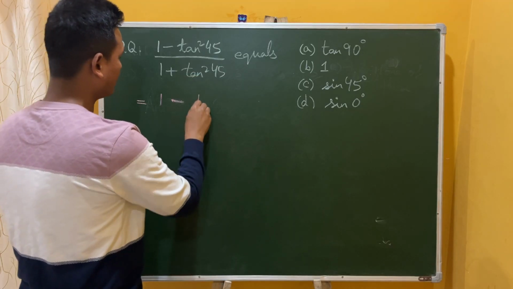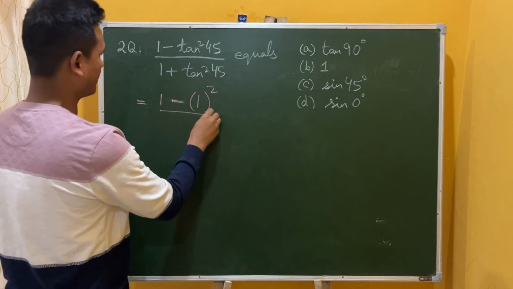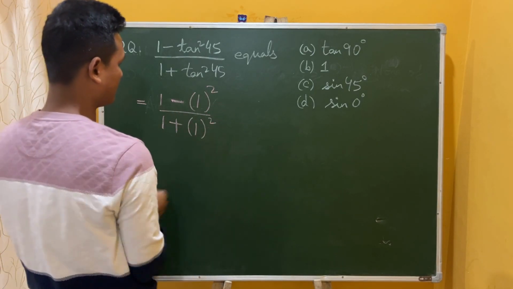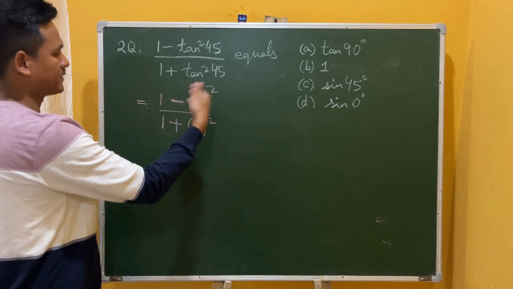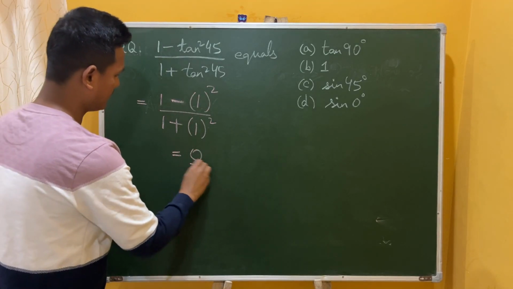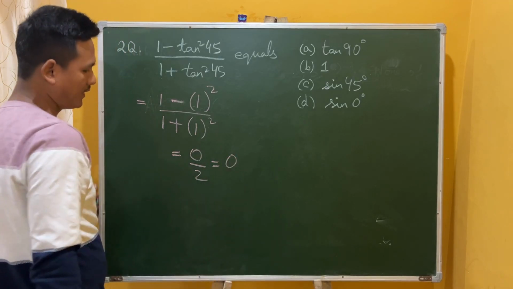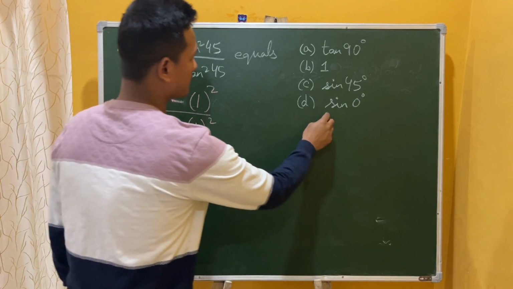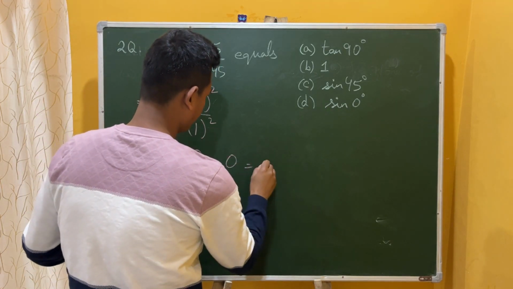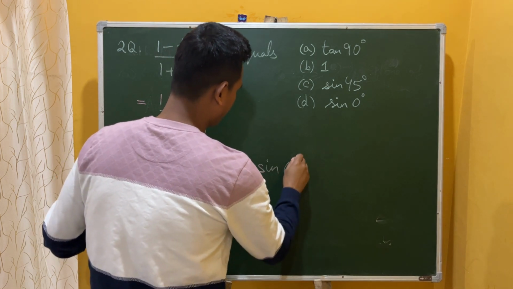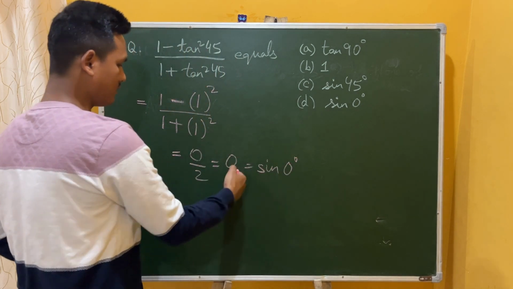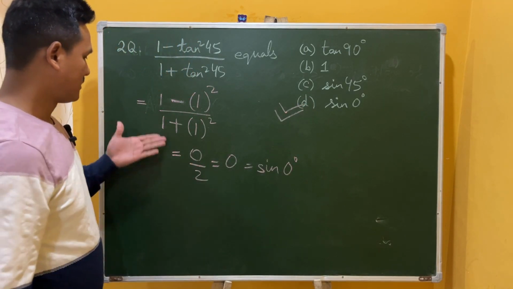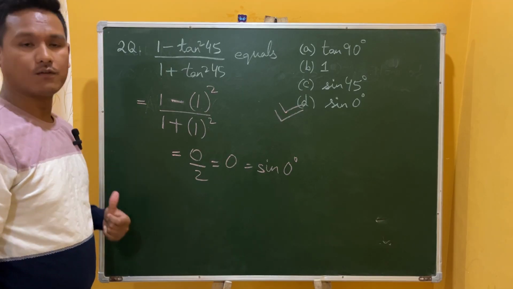So tan 45 is 1, so square is there, 1 square, 1 plus 1 square. So how much is the answer? It is 1 square is 1, 1 minus 1 is 0, so 0 upon 2, it's 0, right? But do you see 0 here? No. So look at option D. So 0 we can write as sine 0 degree, because sine 0 degree is also 0. So this is our correct answer. So I hope you understood. Let's move on to another question.